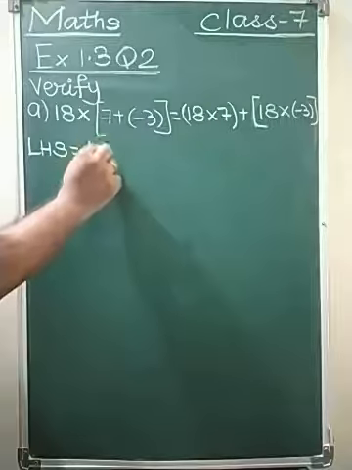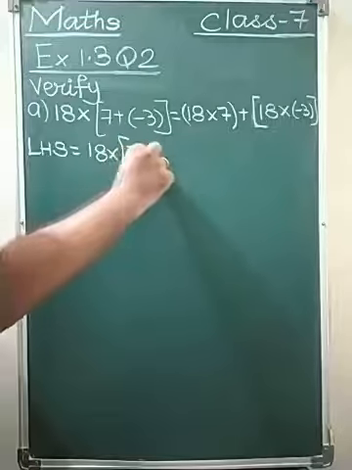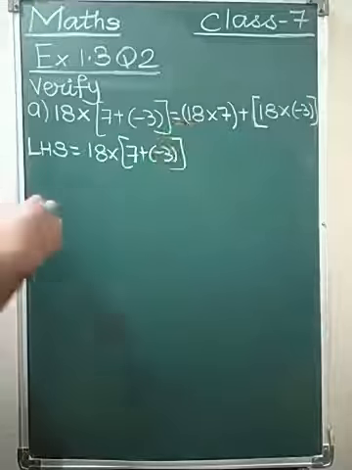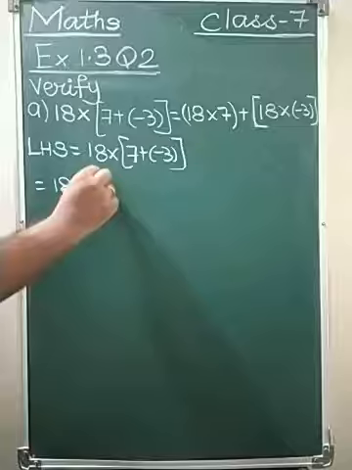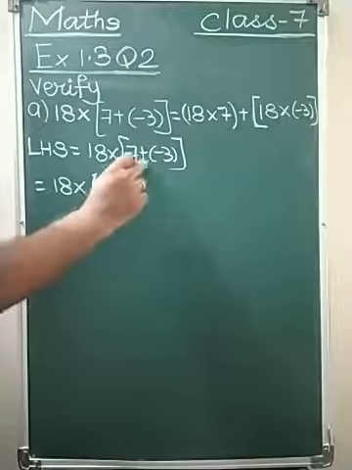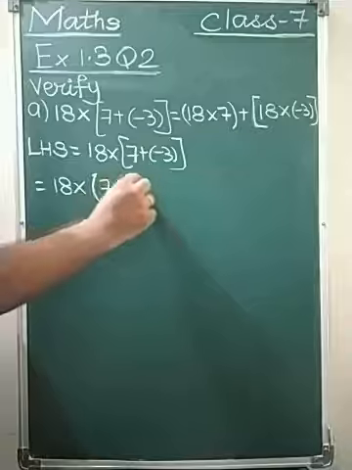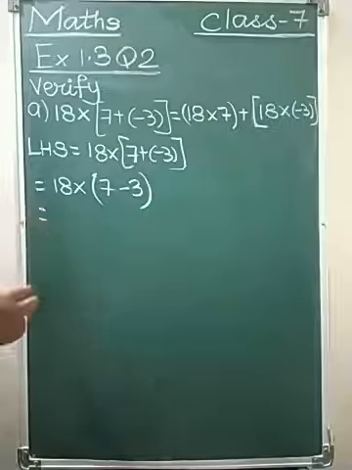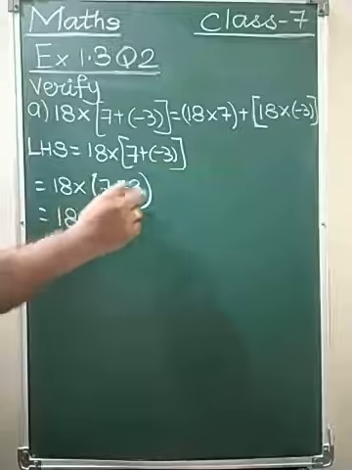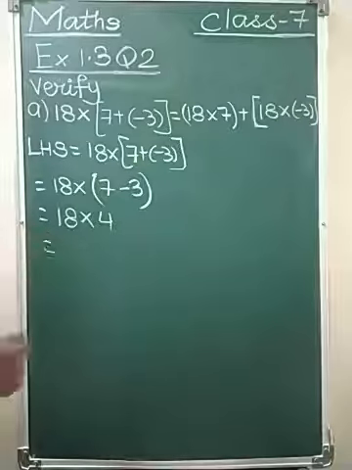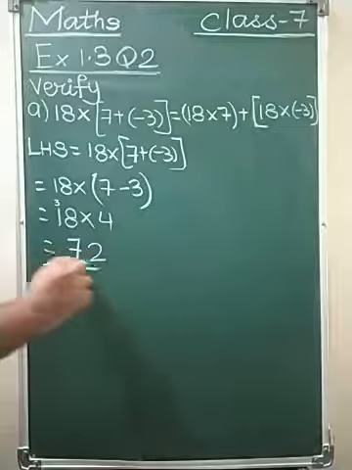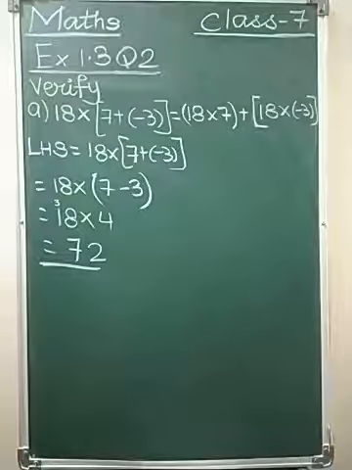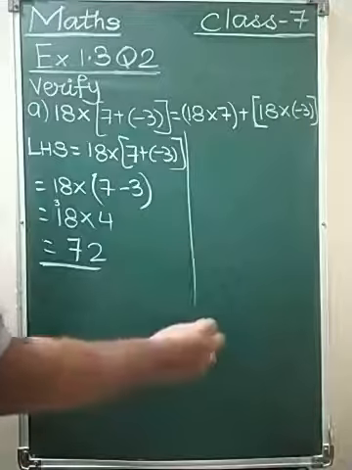LHS is equal to 18 multiplied by 7 plus minus 3. First we'll solve LHS. 18 will be as it is, 18 multiplied by 7 plus minus 3. Outside a plus sign is there, inside a minus sign is there, so there will be no difference: 7 minus 3. So here we get 18 multiplied by 7 minus 3, which is 4. So we get the answer: 4 eights are 32, 4 ones are 4 and 3, 72. Okay, so LHS equals 72. Now let us see what RHS is, what answer comes for RHS.